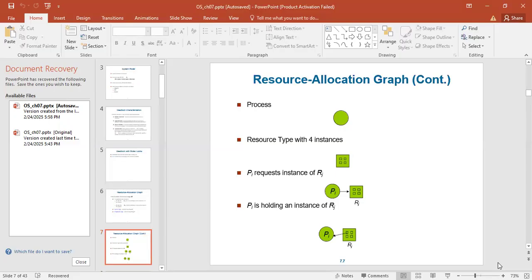If Pi requests an instance of Rj, this is called a request edge, that is, the process is requesting the resource. If Pi is holding an instance of Rj, the resource is assigned to the process. This is called an assignment edge. So we have four representations: a circle for the process, a square for the resource type with dots within the square to represent the instances of the resource type, and then the request edge and the assignment edge. A request edge means the process is requesting the resource, and an assignment edge means the resource is assigned to the process.